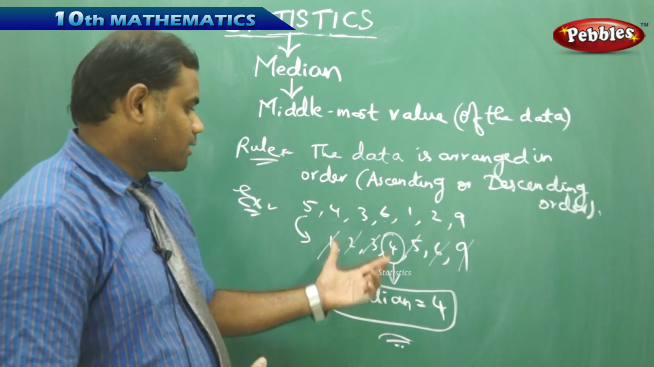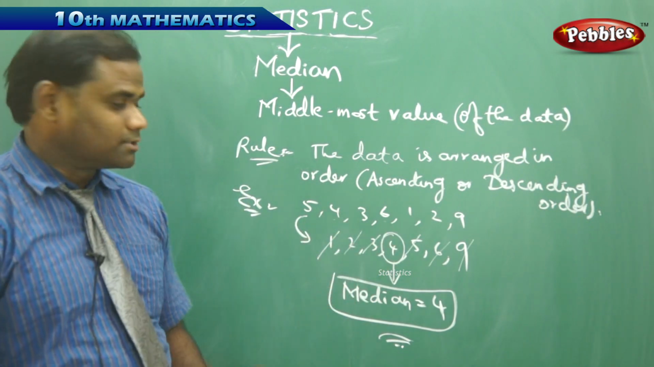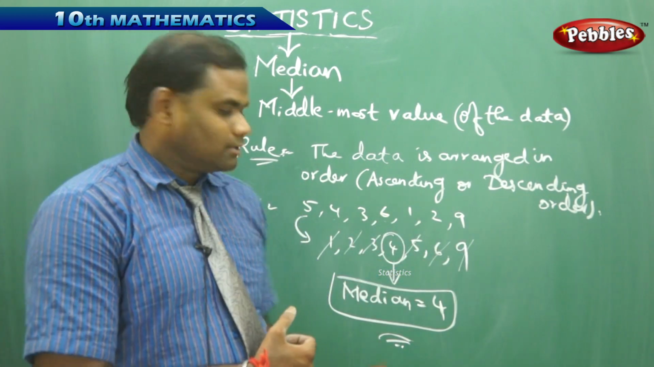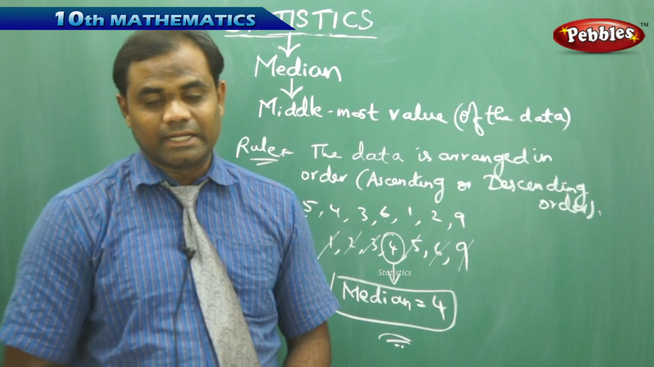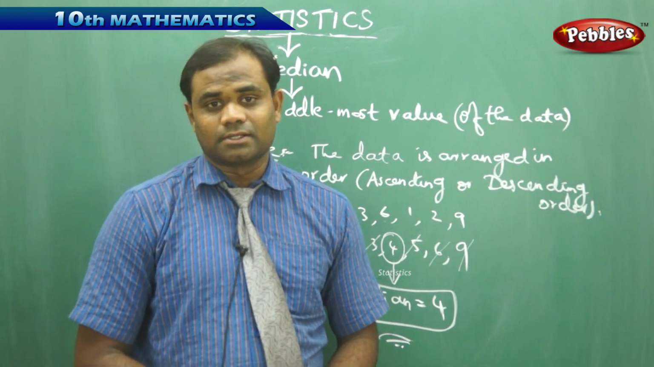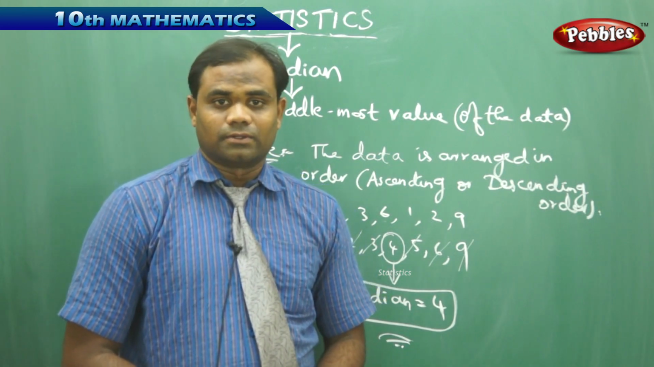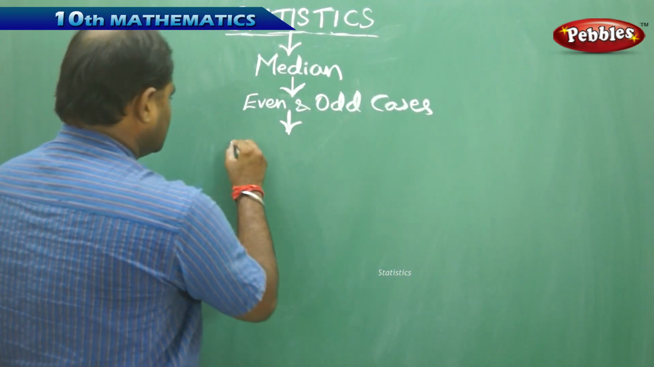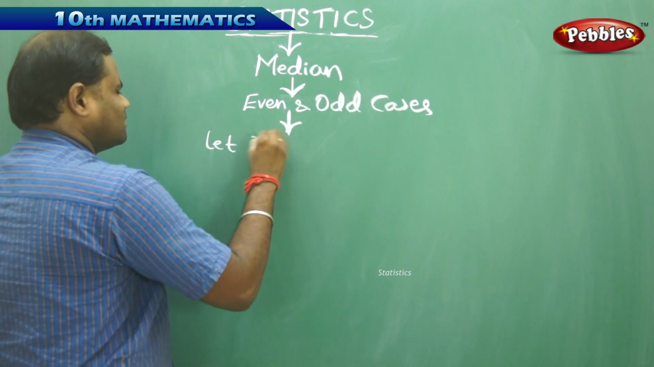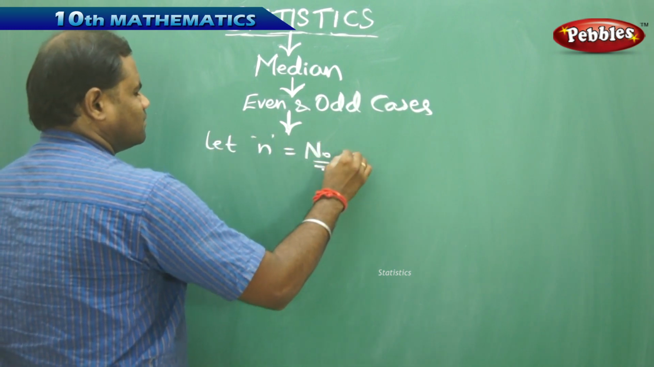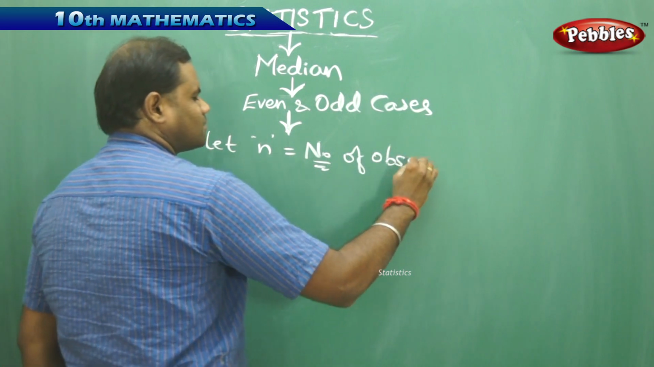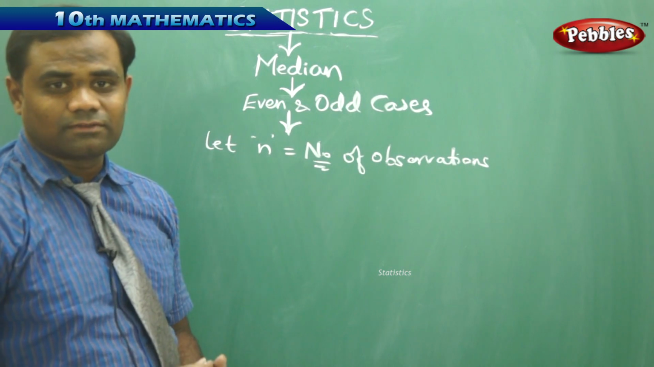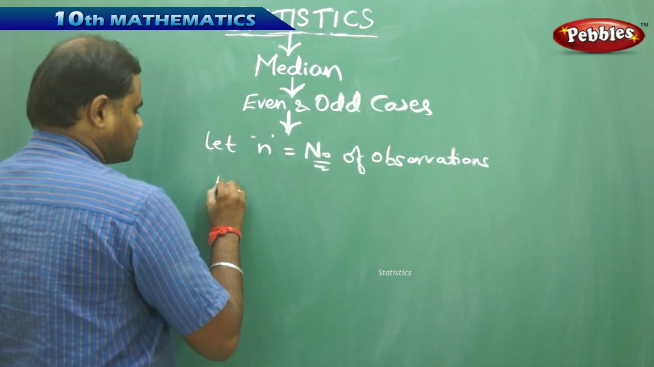In this example where n is odd, n is the number of observations, therefore 1, 2, 3, 4, 5, 6, 7. So n is odd, and I got the median as 4. So let's take two different special cases, n even and n odd. To start with, let n be the number of observations of the data.